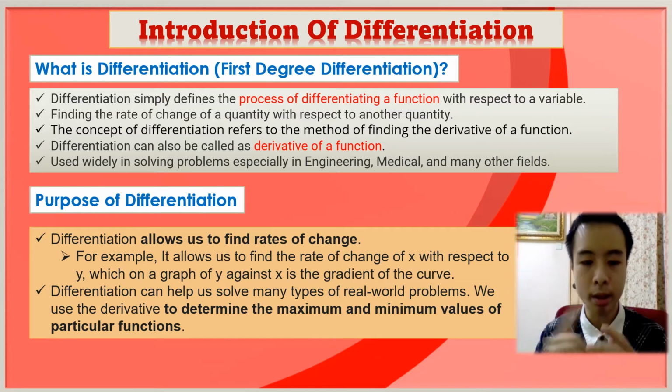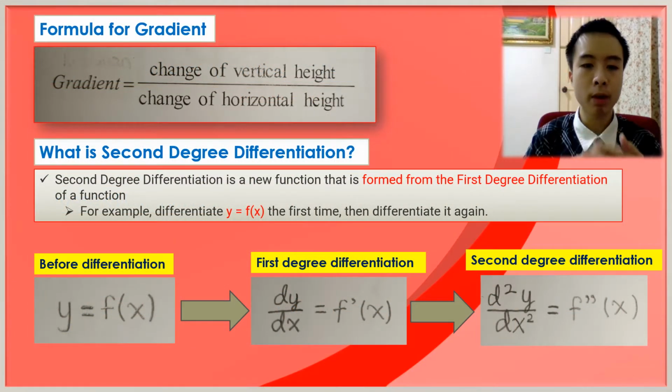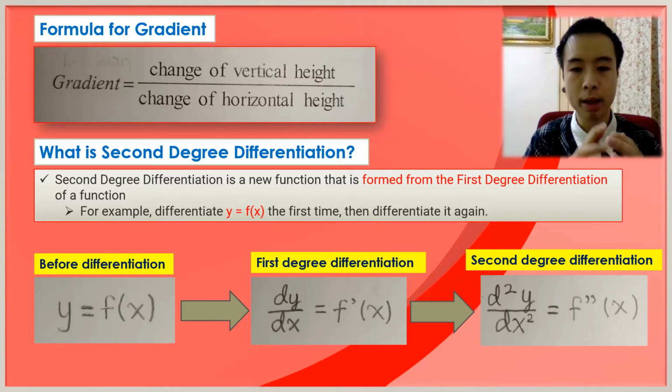The second one is that differentiation can help us solve many types of real-world problems. We use the derivative to determine the maximum and minimum value of a particular function. The formula to find a gradient is equal to the change of vertical height divided by the change of horizontal height.